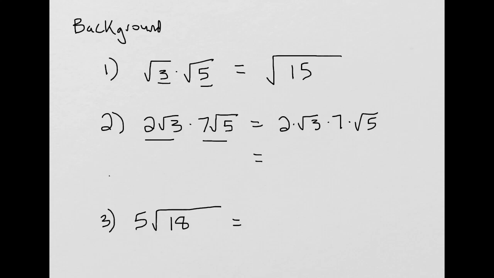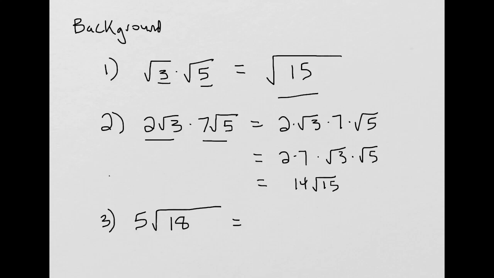So because multiplication is commutative, I can switch my terms around. So I'm going to put the 2 times 7 first, and then the square root of 3 times the square root of 5 last. And then because multiplication is associative, I can multiply this 2 times 7 first. And then when I multiply the square root of 3 times the square root of 5, we did that in number 1. That's just the square root of 15. So in simplified form, I end up with 14 times the square root of 15.